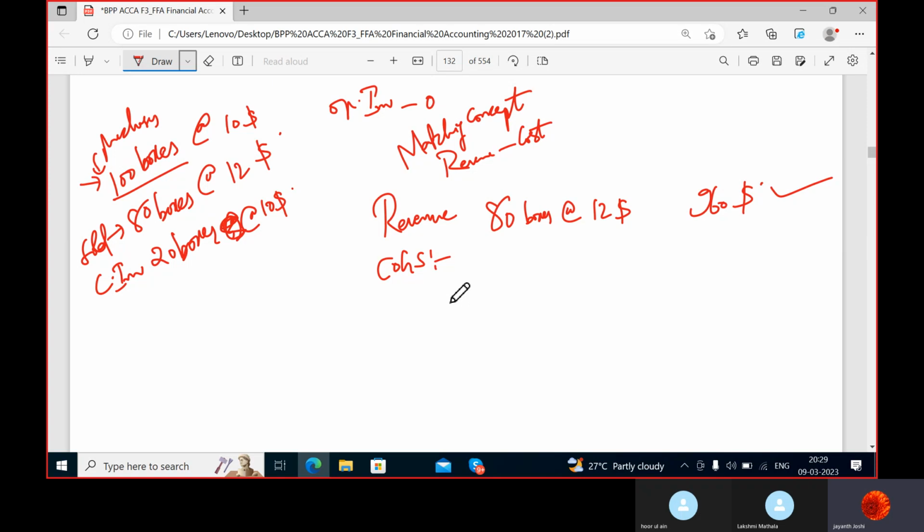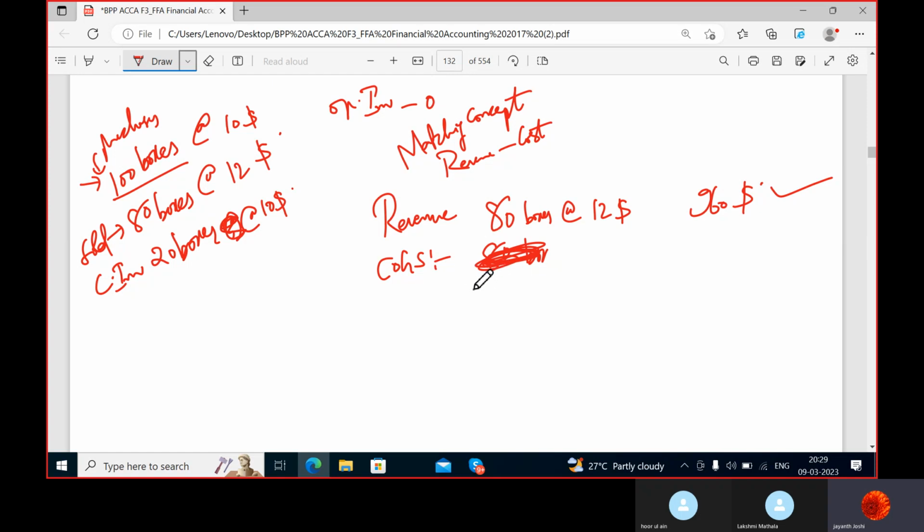In the future, when I sell them, I will definitely recognize the cost of those 20 boxes and I will find out the profit for those leftover 20 boxes. Right now, I'm selling 80 boxes. So I will compare the revenue of 80 boxes with the cost of those many boxes only, correct? So COGS of 80 boxes. But I will do this in the form of a formula.